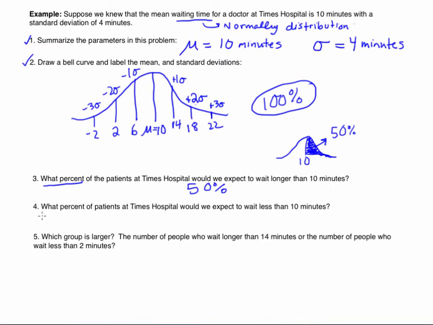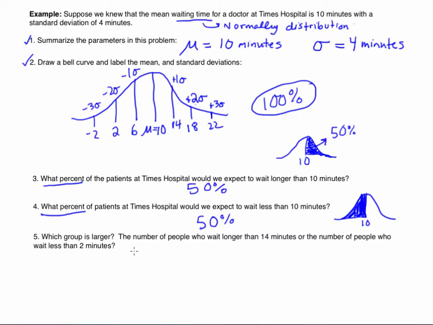Which means, for number 4, what percent of patients would we expect to wait less than 10 minutes? Well, if we were to draw the picture, we know 10's in the middle. What we're looking for in this problem is the percentage, or the area, to the left, the waiting time less than 10 minutes. So if half of the observations lie above 10 minutes, then 50% is going to lie below. That's just a fact that we know and that we'll use as we move forward.